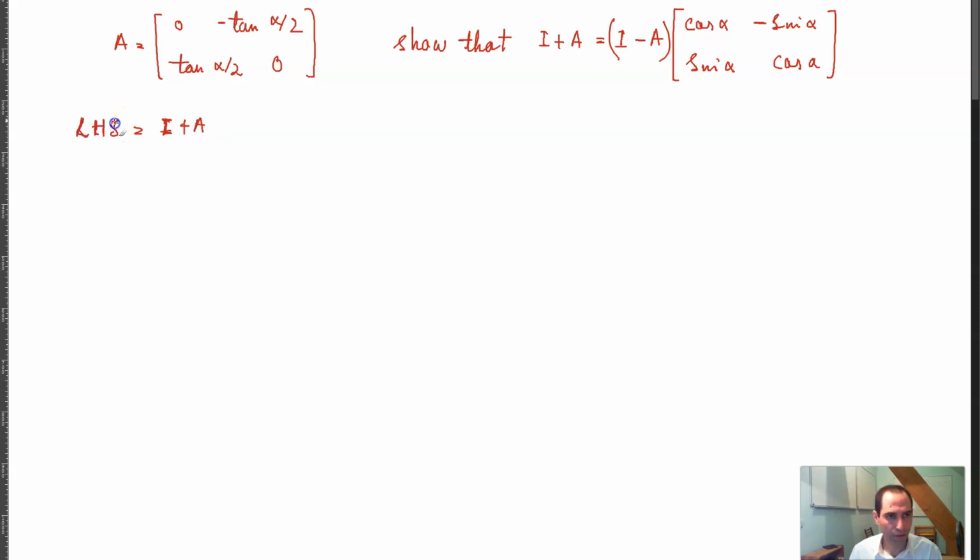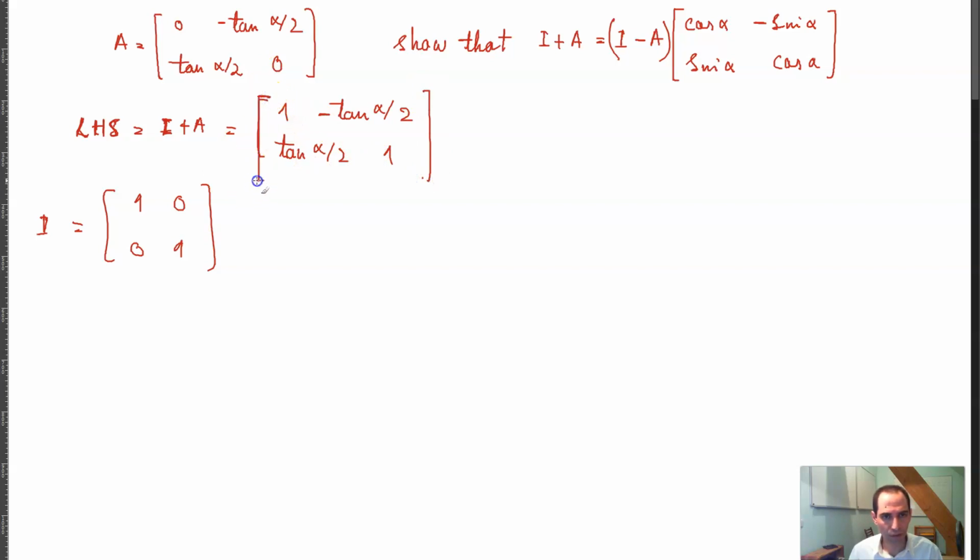So I is basically this matrix 1, 0, 0, 1. This is I and this is A. So if you add them together, you get 1 plus 0 is equal to 1. 0 plus this is negative tan of alpha by 2. 0 plus that would be tan of alpha by 2, and 1 plus 0 is equal to 1.